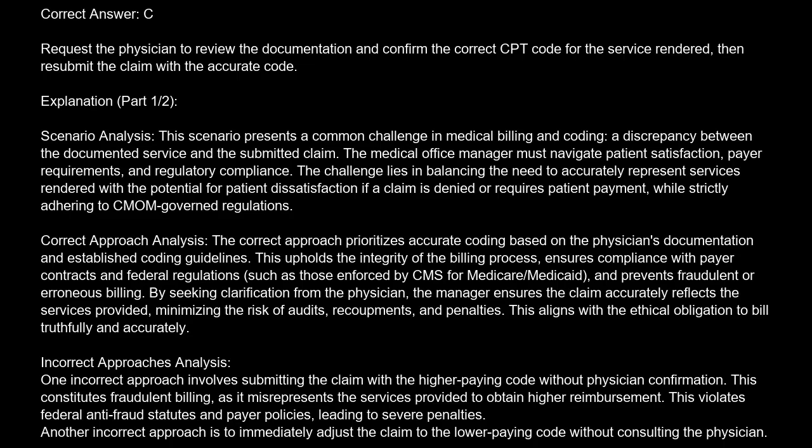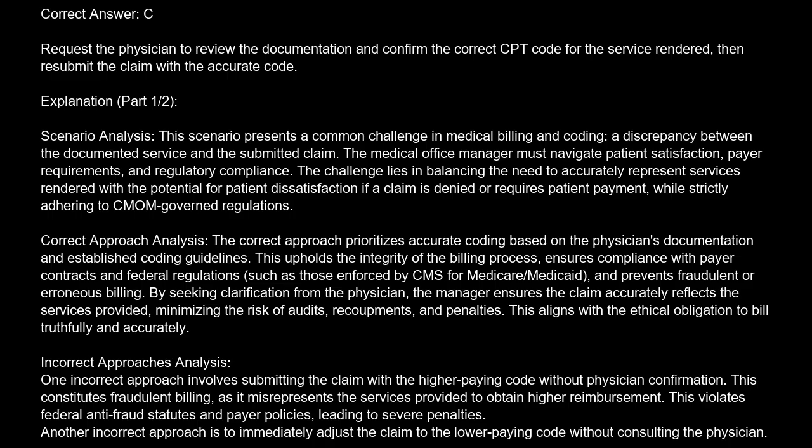The correct answer is C. Request the physician to review the documentation and confirm the correct CPT code for the service rendered, then resubmit the claim with the accurate code. Explanation. Scenario analysis. This scenario presents a common challenge in medical billing and coding, a discrepancy between the documented service and the submitted claim. The medical office manager must navigate patient satisfaction, payer requirements, and regulatory compliance.